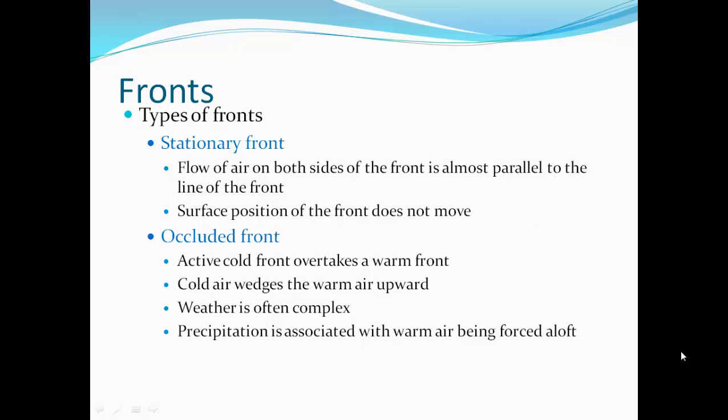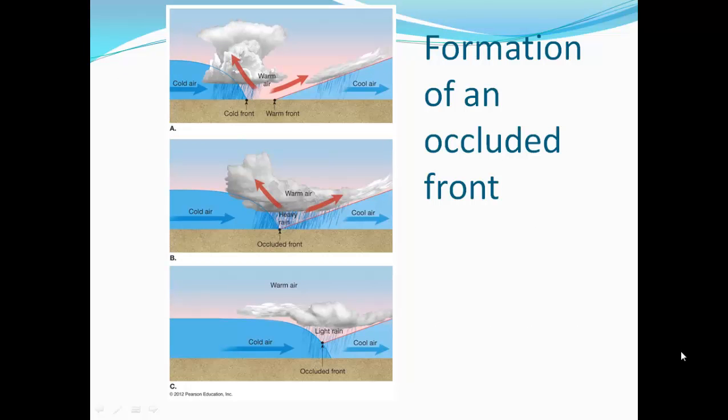The weather is often complex, so maybe cloudiness, there may be rain, maybe some thunderstorms, and that precipitation happens because the warm air is being forced aloft. So as we start cooling, it'll drop out its water vapor. So here we have a cold front trying to catch up to a warm front. Eventually, as it collides, it becomes occluded. You have a lot of rain, heavy rain, and the warm air starts being pushed up. As the cold air overtakes that warm front, then the rain will lighten up a bit.